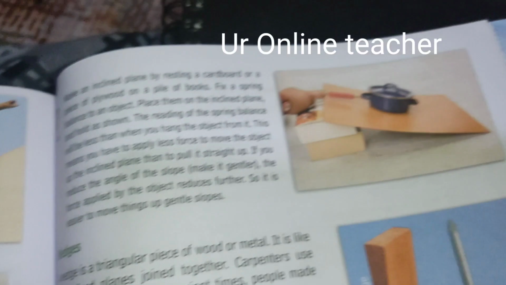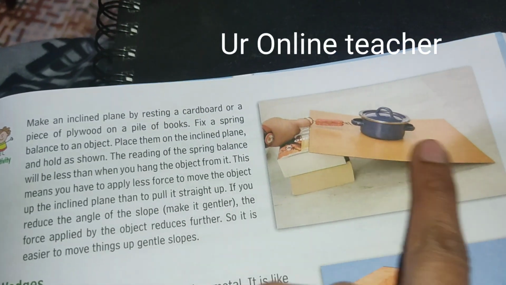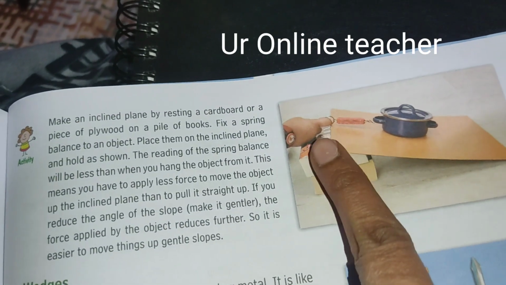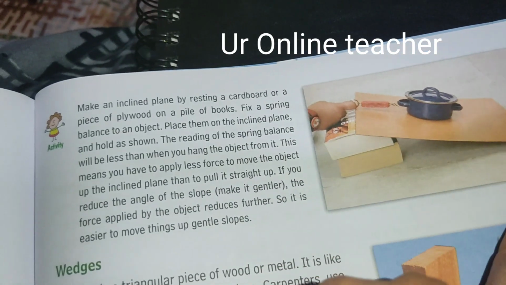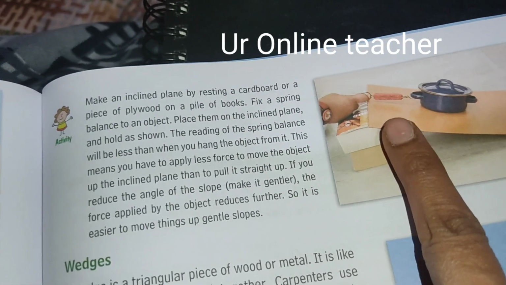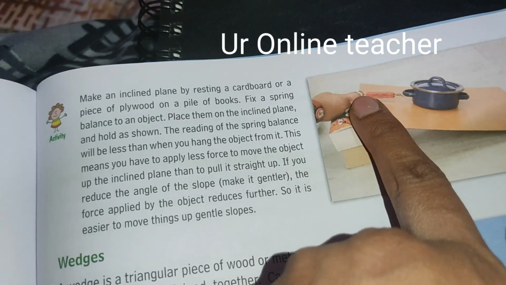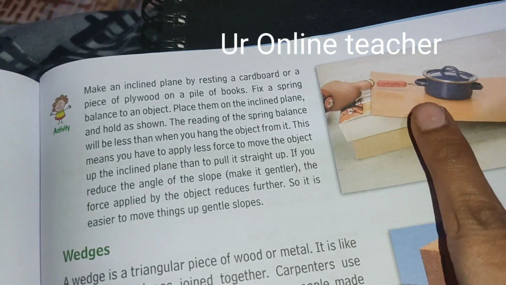See here, we can make our own inclined plane. See, they kept two books and one pad. Make an inclined plane by resting a cardboard or a pad. You can use a writing pad or a piece of plywood or a pile of books. Fix a spring balance to an object. Like this we can keep a spring balance. Place them on the inclined plane and hold as shown.